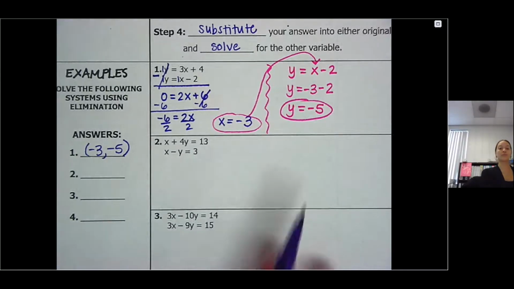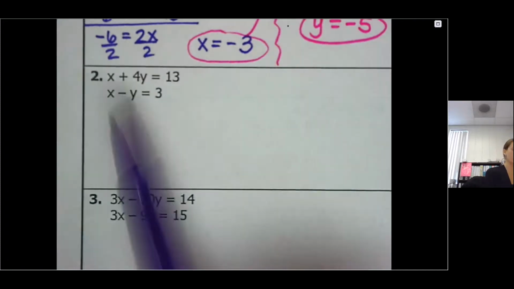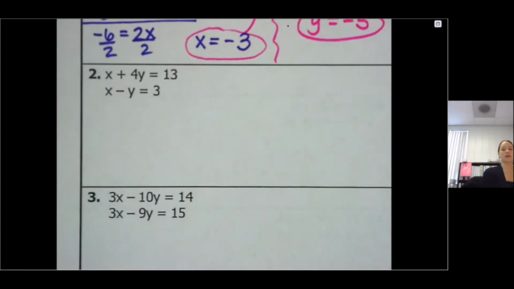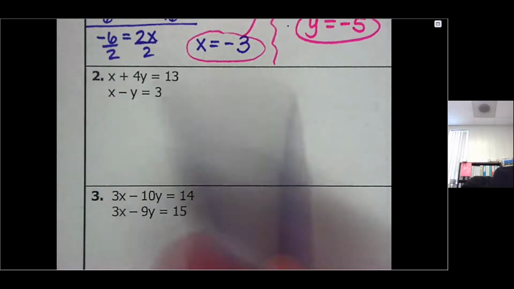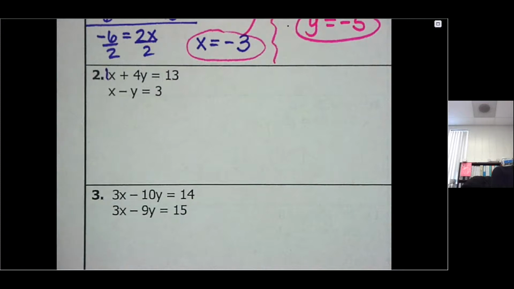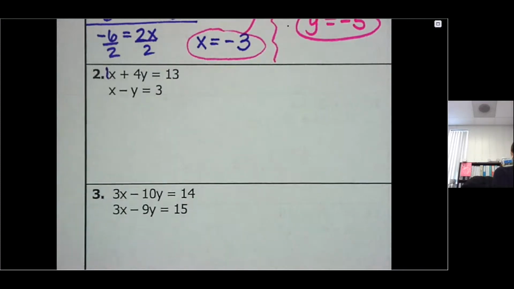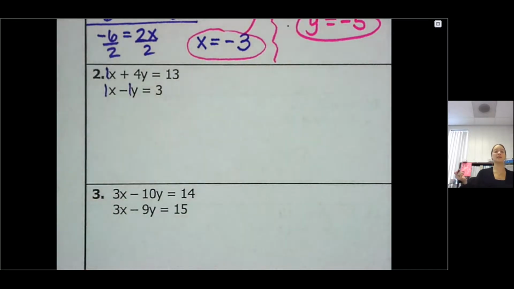Let's try number 2. Okay, step 1, make sure they are lined up correctly. Are they lined up correctly? Yep, okay. I would suggest adding in some coefficients. What goes in front of the x over here? A 1. I already have the 4 in front of my y. What about my second ones? What goes in front of the x? 1. And what goes in front of the y? 1. Okay, so which one should I try to cancel, the x's or the y's? The x's this time, because those are the two that have the same coefficient.